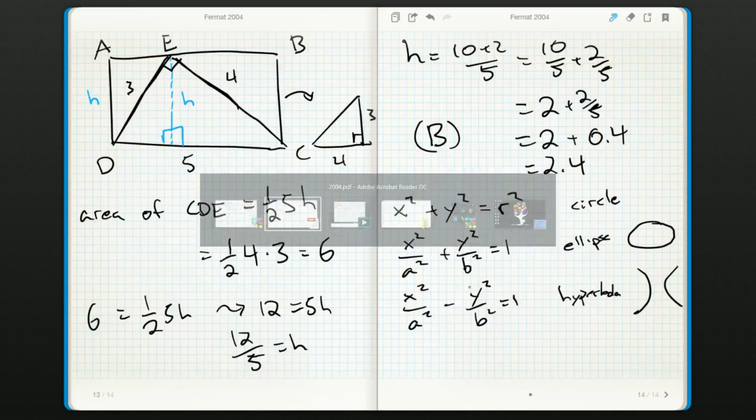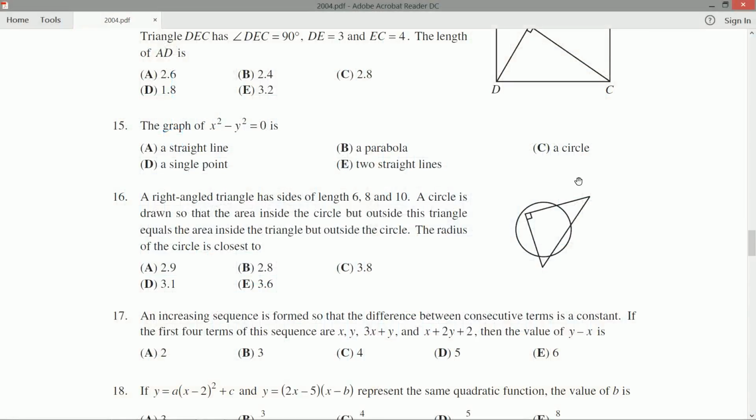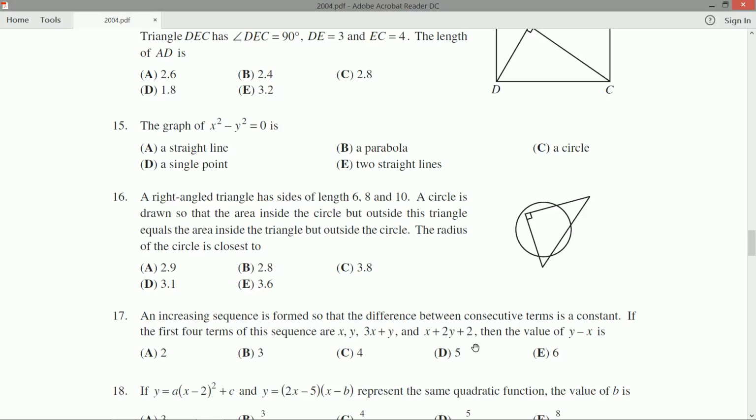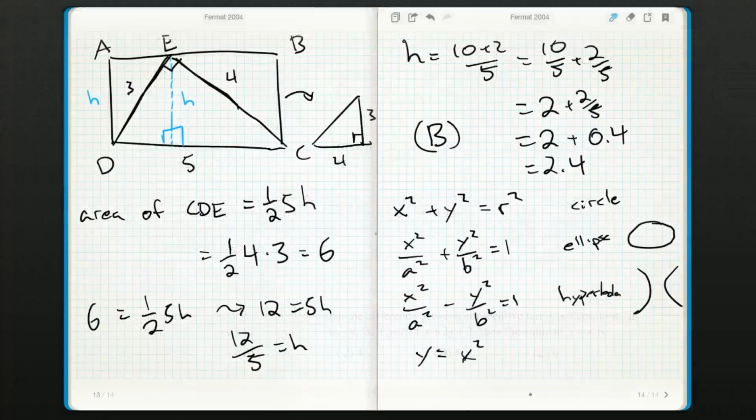Now, they don't actually have hyperbola listed as one of the answers. They have parabola, but parabolas, for the most part, look like y equals something in terms of x squared, really just any old quadratic equation. We don't have y equals something in terms of x squared. We've got x squareds and y squareds involved. So circles out, parabolas out. Now, straight line, single point, and two straight lines, that's a little more interesting. And to actually solve this one, we're going to have to rearrange.